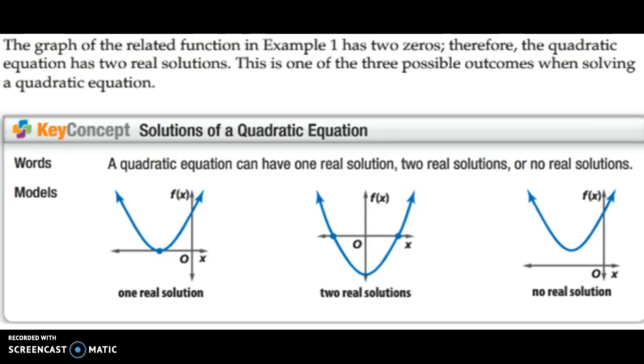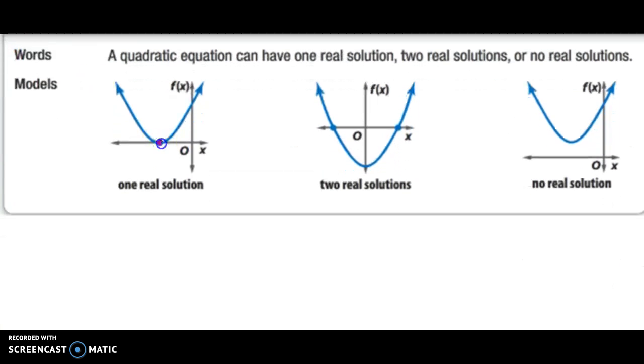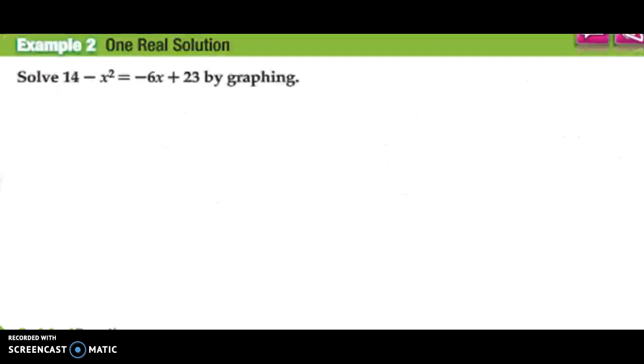Now, when we're solving quadratic equations, you can have 3 different possibilities. The first possibility is where your vertex sits on the x-axis. That's when you have one real solution. You can have it so that your parabola crosses the x-axis at 2 points: 2 real solutions, like our last example. Or you can have it such that the parabola never crosses the x-axis and thus has no real solutions.